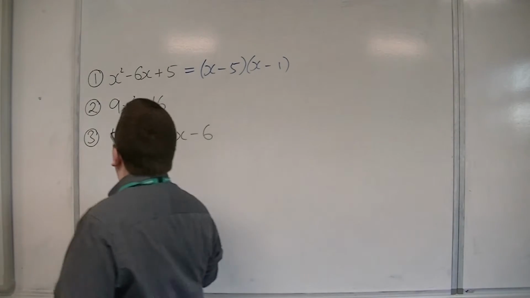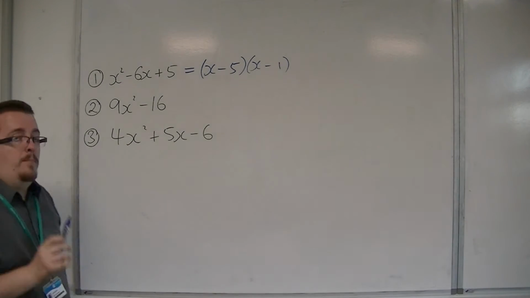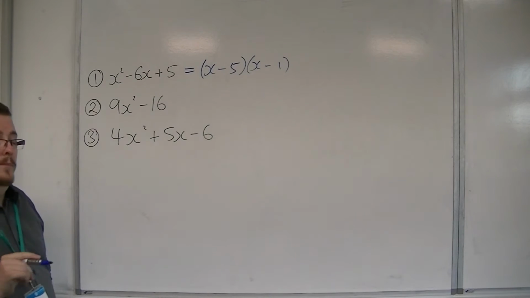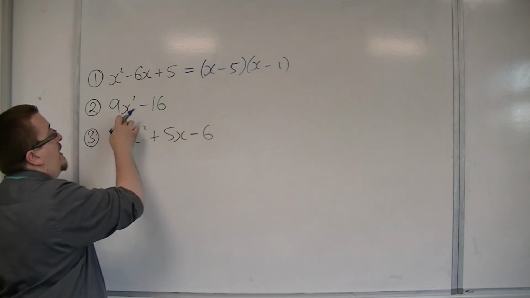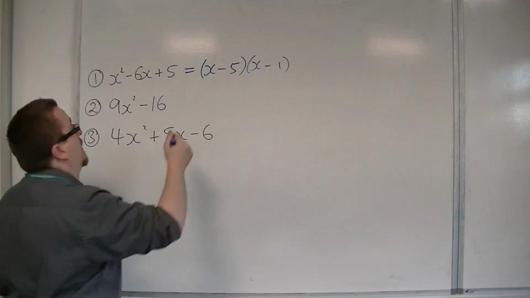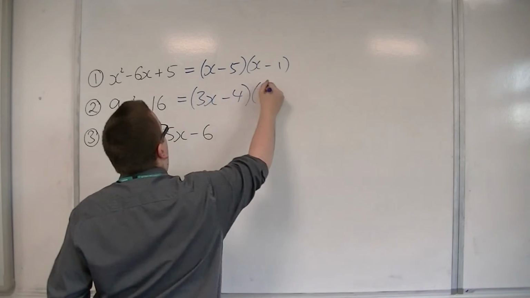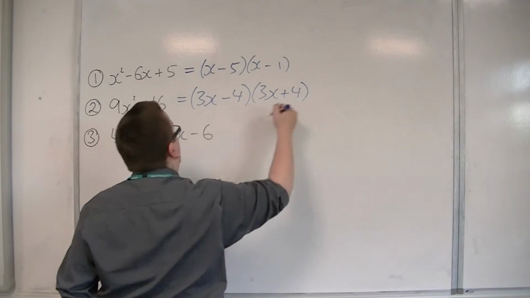Then we've got 9x squared minus 16. These types where you don't have a singular x will most likely be the difference of 2 squares. So 9x squared is 3x all squared, and 16 is 4 squared. So you can write this as 3x minus 4 and 3x plus 4.